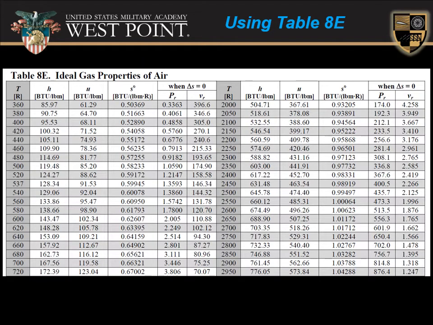Additionally, looking at table 8E, if you are using English units, then you can find your temperature, this time in Rankine, for state 1 and state 2, and you can look up their associated properties: their specific enthalpy, their specific internal energy, their entropy, and their relative pressure and relative specific volume when it's isentropic. Pay very close attention when you're using this table to the units. It's pound mass and BTUs. If you have foot pounds and you have slugs, you have to make sure you do the appropriate conversions.